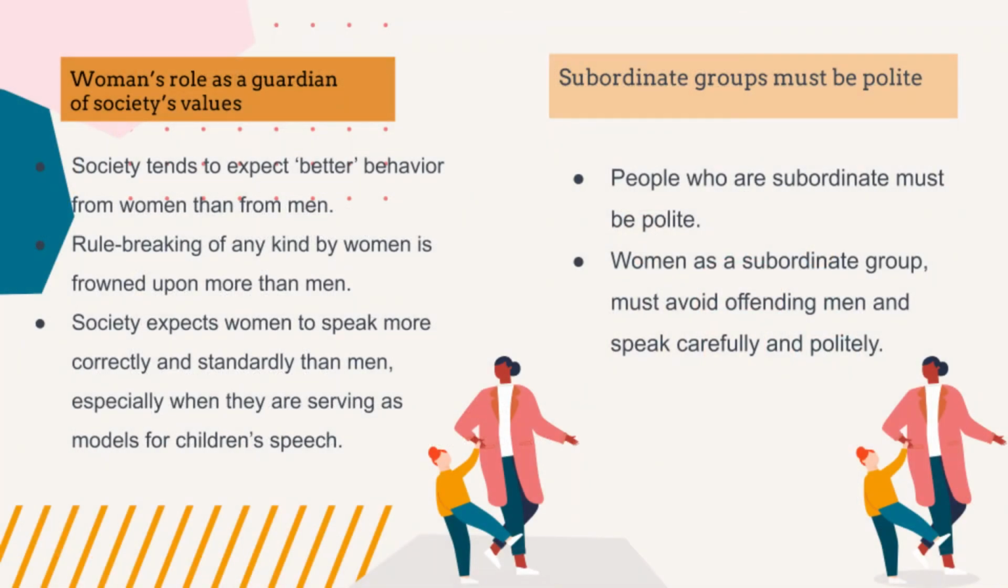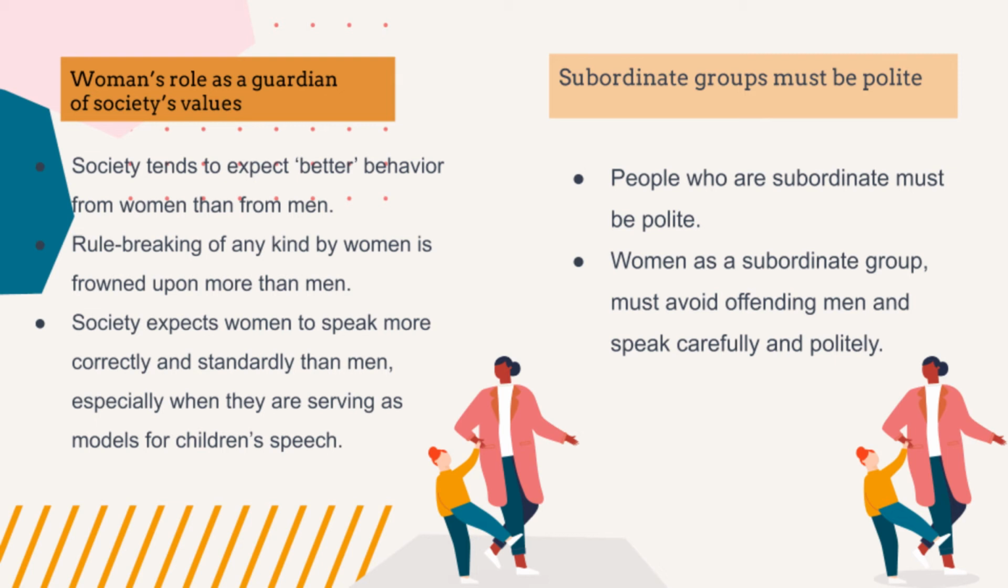Next, I'm going to explain the four subtopics of explanations of women's linguistic behavior. The first one is women's role as guardians of society's values. Society tends to expect better behavior from women than from men. Rule breaking of any kind by women is frowned upon more than men's. Society expects women to speak more correctly and standardly than men, especially when they are serving as models for children's speech.